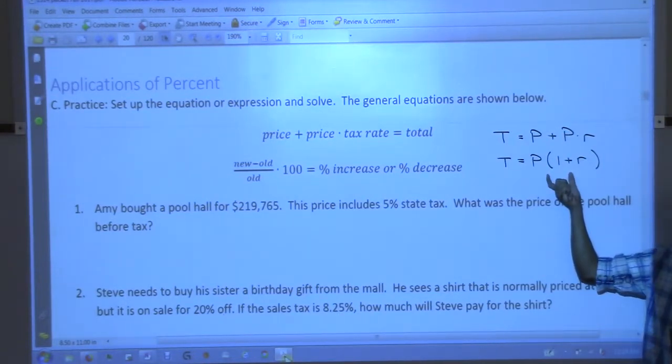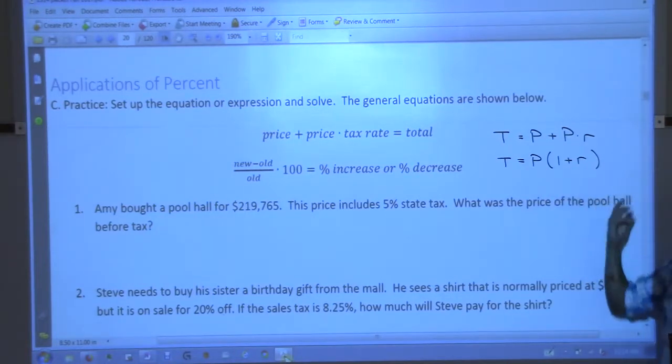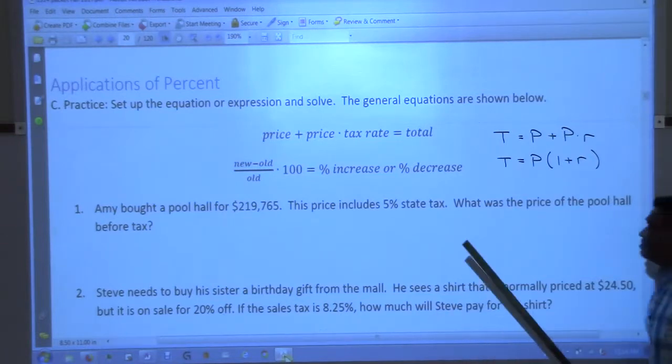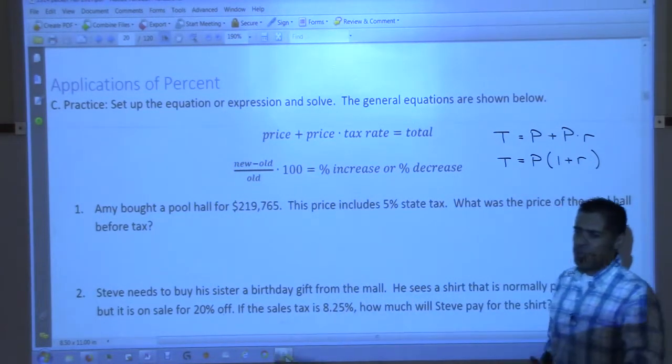So this is an alternate formula that you can use. It's a little easier to compute because all you have to do is take 1 plus the rate and then multiply times the price. So I don't care which one you use, but just be aware that these are both there for you.